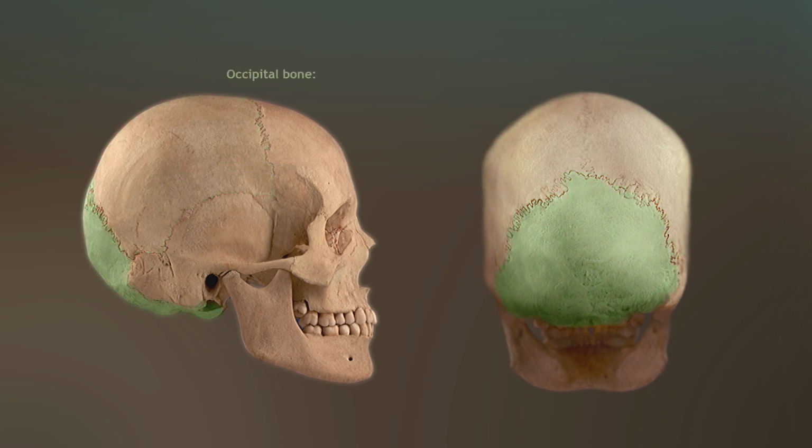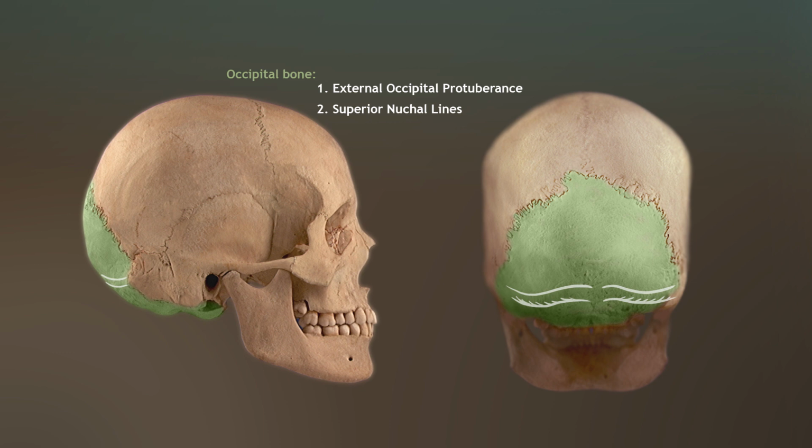On the occipital bone, let's recognize 2 structures of note. The external occipital protuberance. This is the elevated midline point on the back of the skull. And the superior nuchal lines. These are a set of ridges that extend laterally from the external occipital protuberance toward the temporal bone.